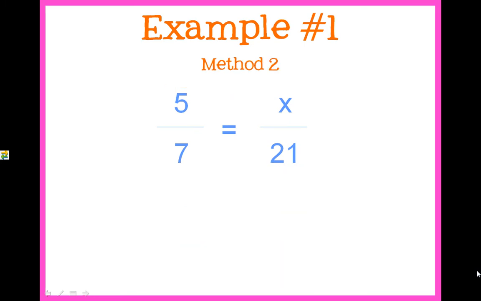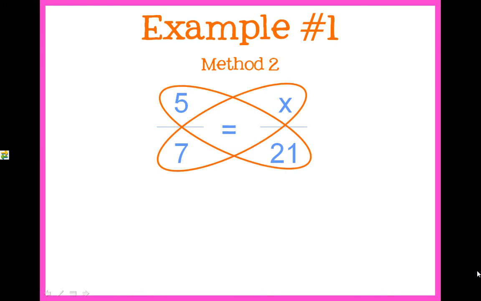Okay, here's the same problem using method number 2. In this case, you're going to cross multiply both things. So, you'll have 21 times 5 equals 7 times x. Cross multiply to get two cross products. Simplify that, and that'll give us 105 is equal to 7x. And then here you have a one-step equation.